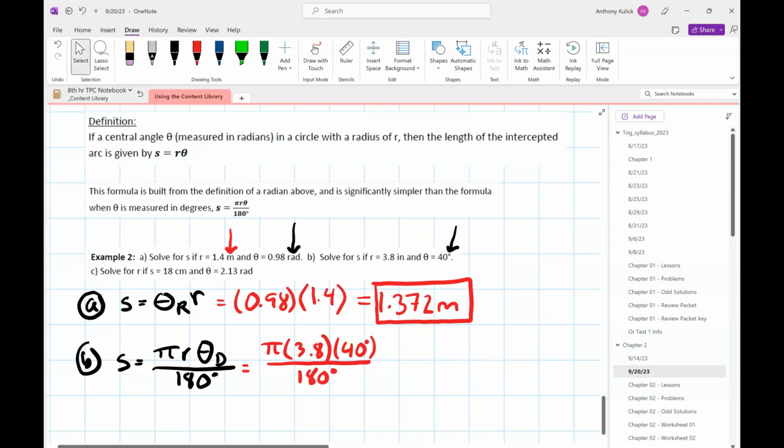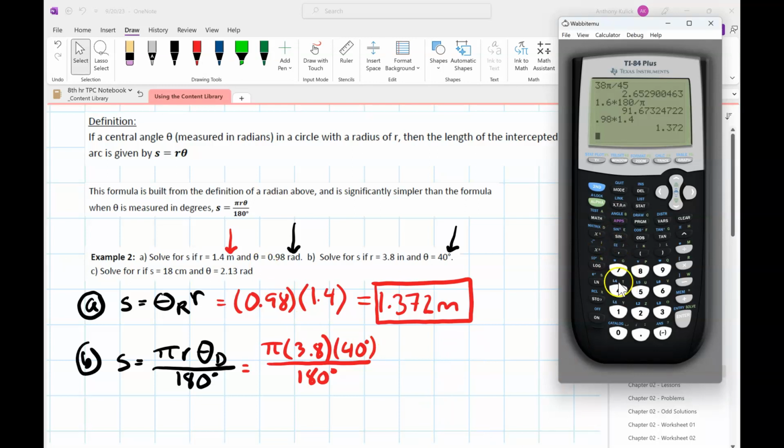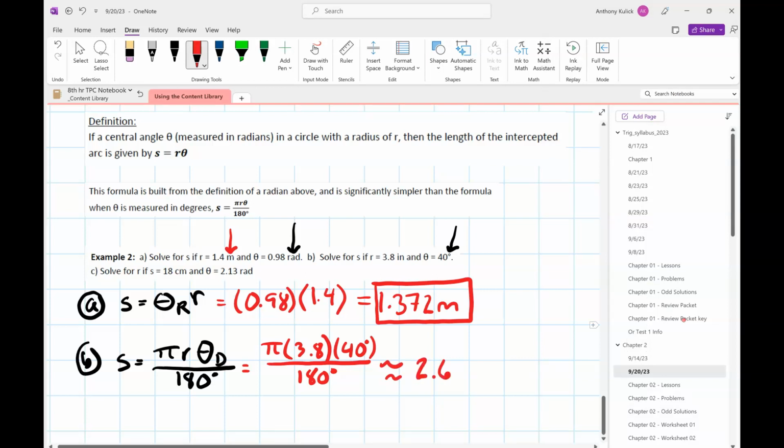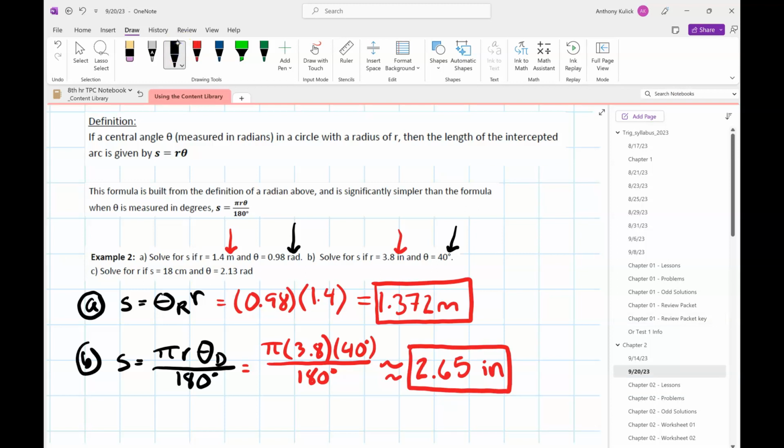And now it's just calculator time. So I'll do pi times 3.8 times 40 divided by 180. So 265-ish. And what unit should this be measured in? Inches, because that's what the radius was measured in. So far, so good.